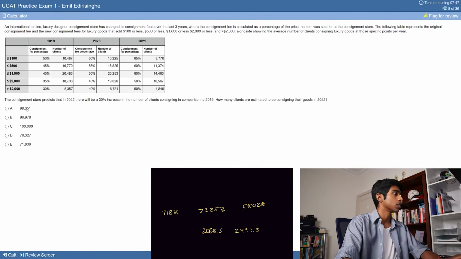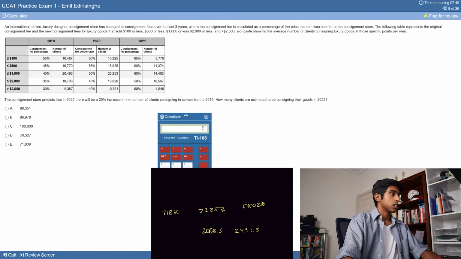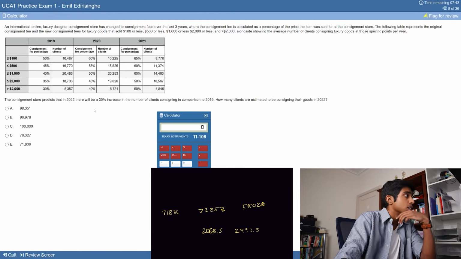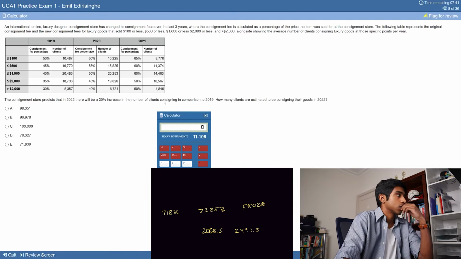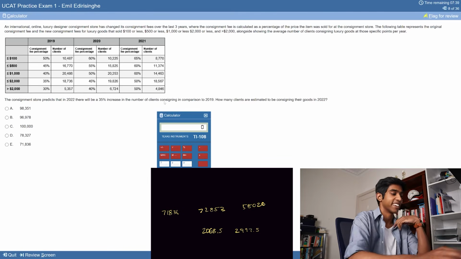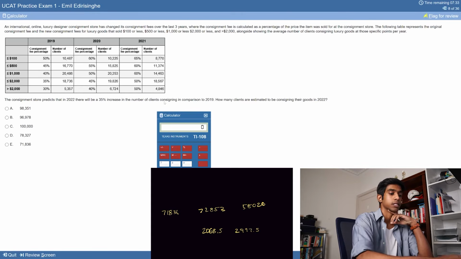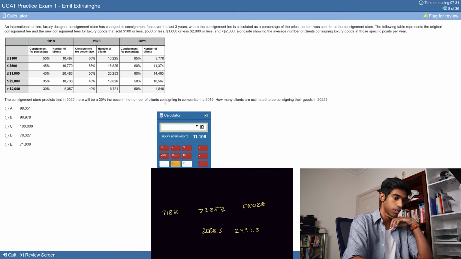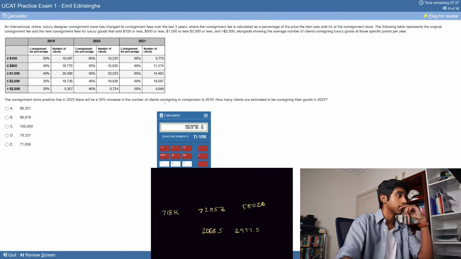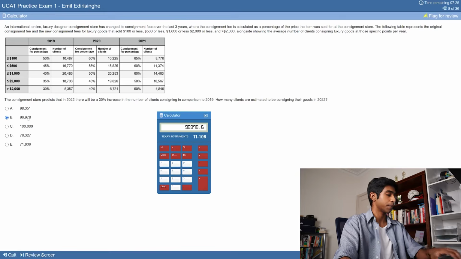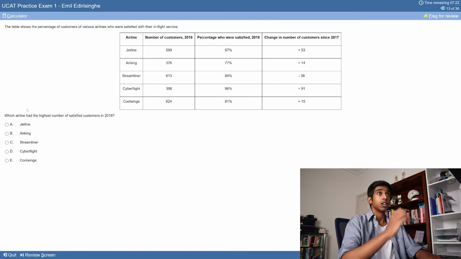Yes. 35% increase in the number of clients consigning. Yeah, it's so good that we wrote it down. 36 times what? 71836 times 1.35. 96,978. Yep. Okay.